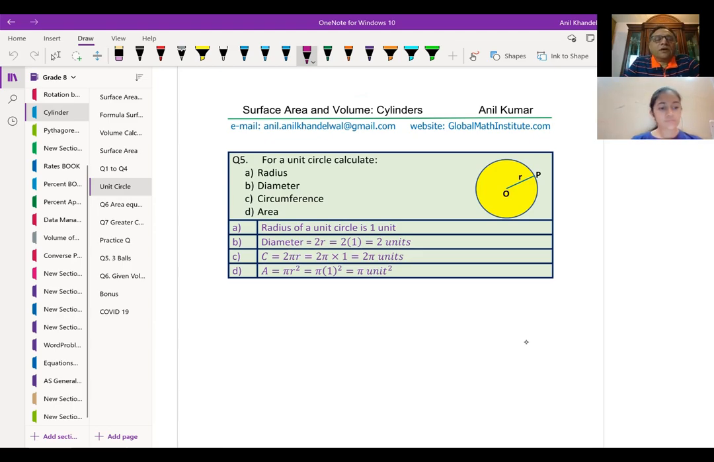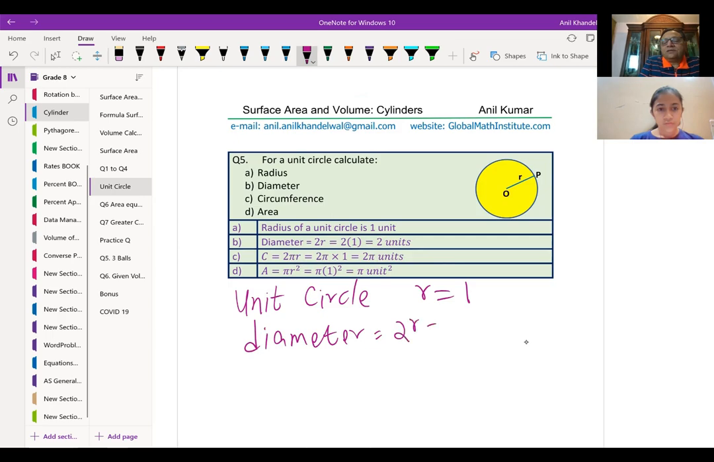Okay. Here is question number 5 for you. For a unit circle, calculate radius, diameter, circumference, and area. So unit circle means radius equals 1. You get the idea? Unit circle means radius equals 1. And therefore, what is the diameter? 2 times radius, so it is 2. And what is the circumference? C is 2 pi into r, which will be 2 pi. And the area is what? Pi r square, which is just pi. Do you see that?